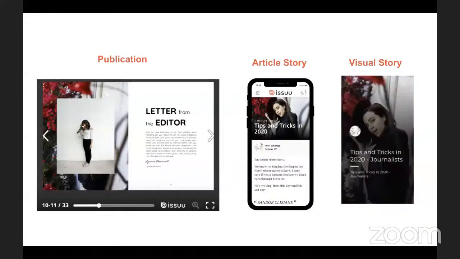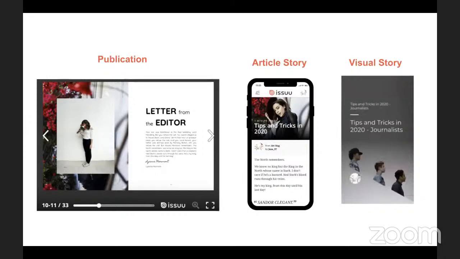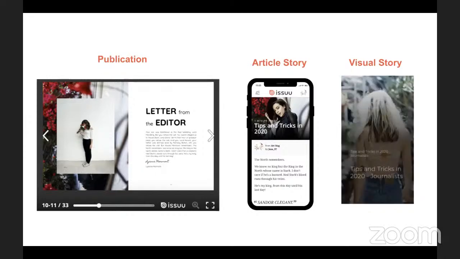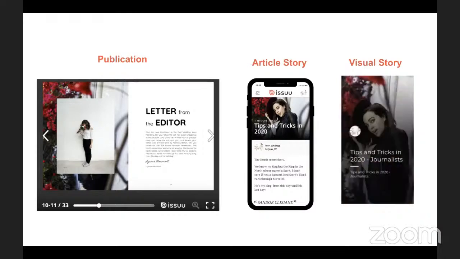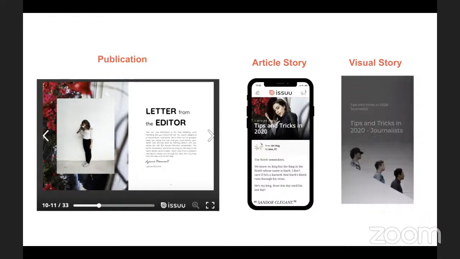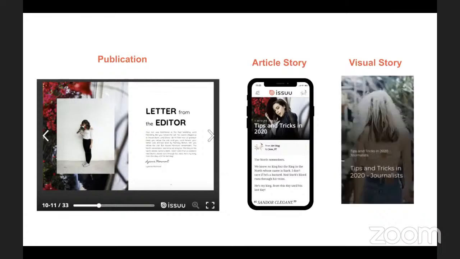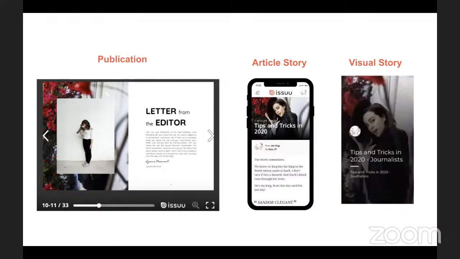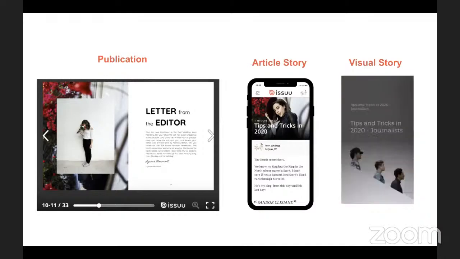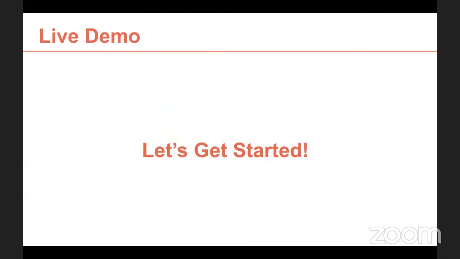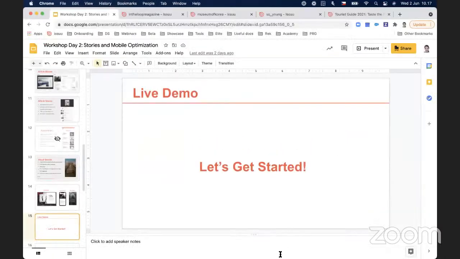So in here, this is a summary. We are using the same content. On the left side, you can see the flipbook, the publication that you get if you go to Issuu and upload your publication. And on the right side, you can see these two different formats. You can see an article story that can be easily created in the Article Stories Editor, and you can also see a visual story. Now, let me live demo everything that we talked about.